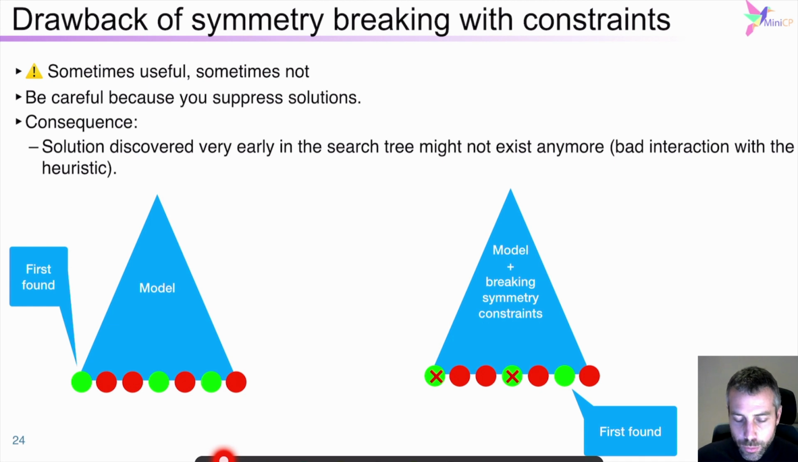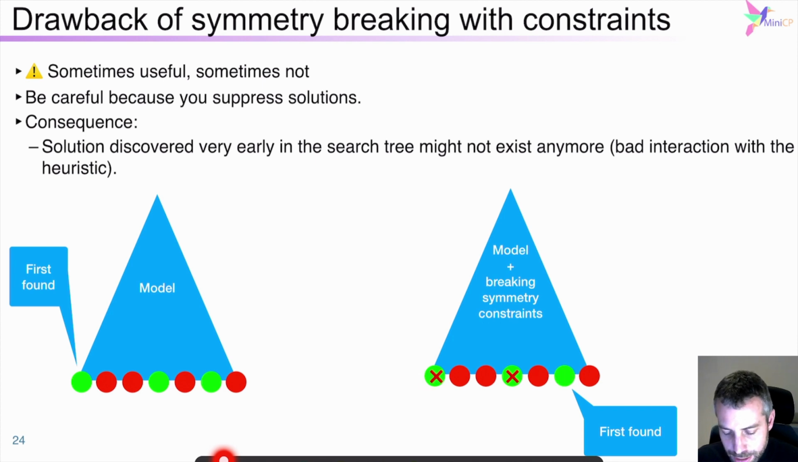Assume that without symmetry, that's the search tree that you will explore, and the first solution that you will find is this one. But these are all the solutions feasible to your problem. Assume that this solution is symmetrical to this one. When you add constraints to break the symmetries, maybe this one will no longer be a solution to your problem. It will disappear. And as a consequence, the solution that you will discover first might be this one instead of this one.